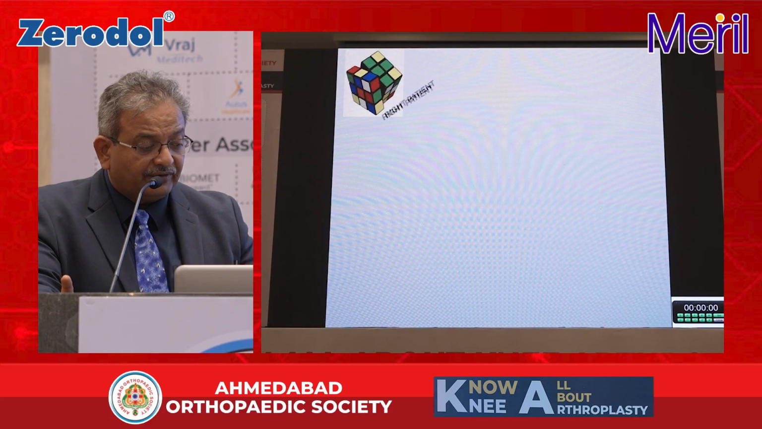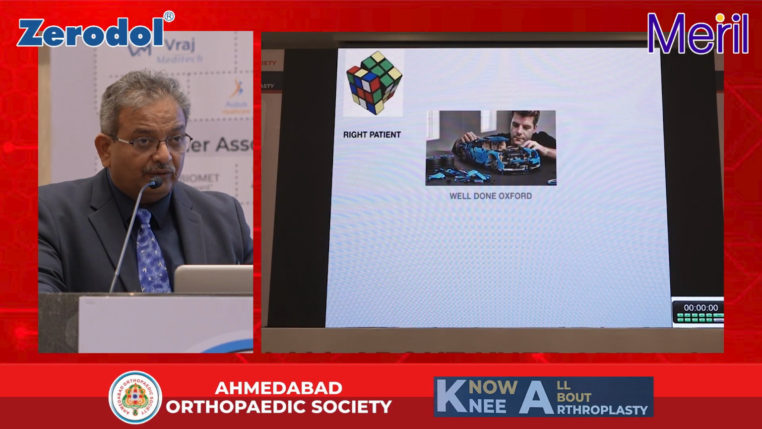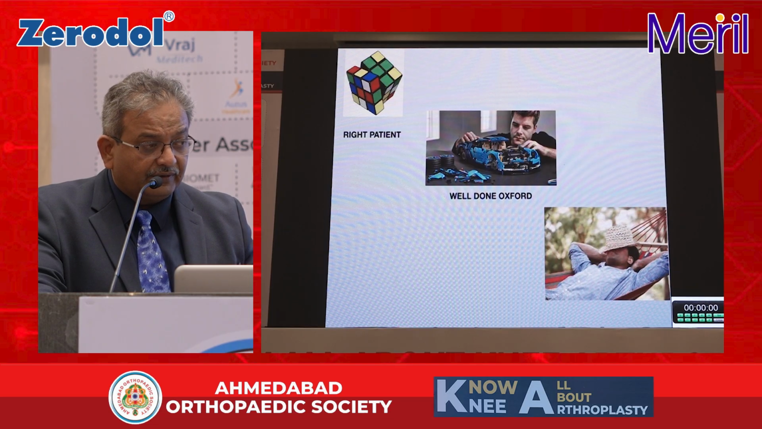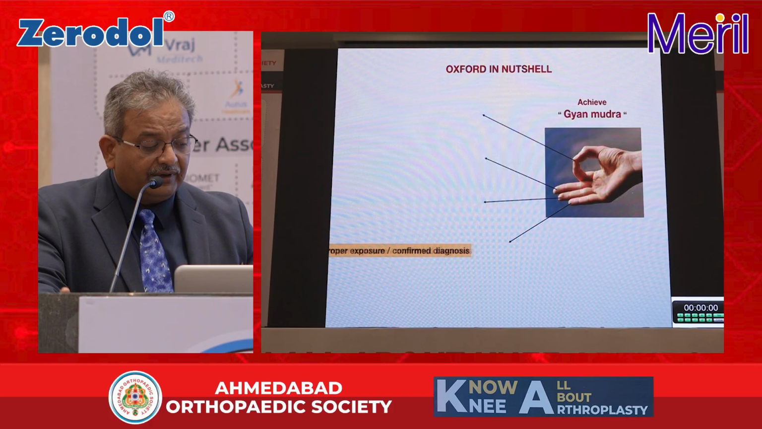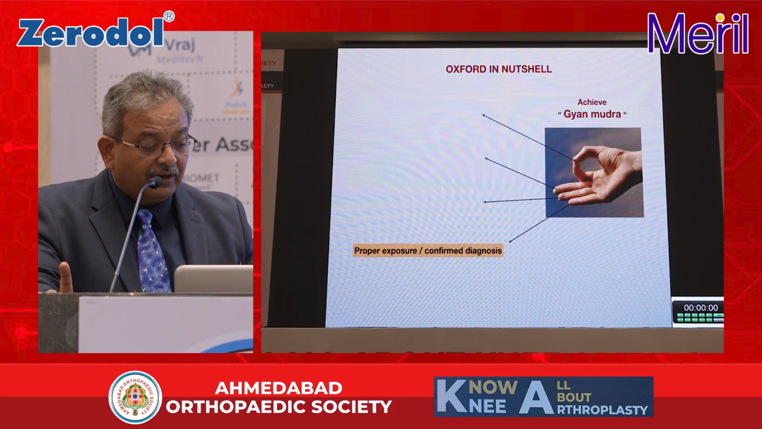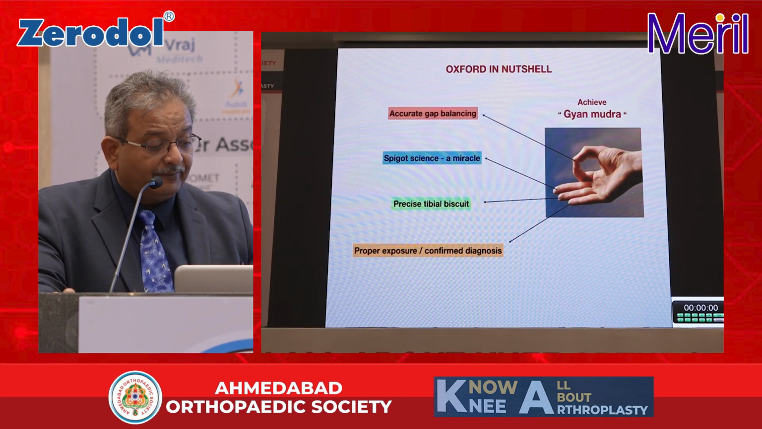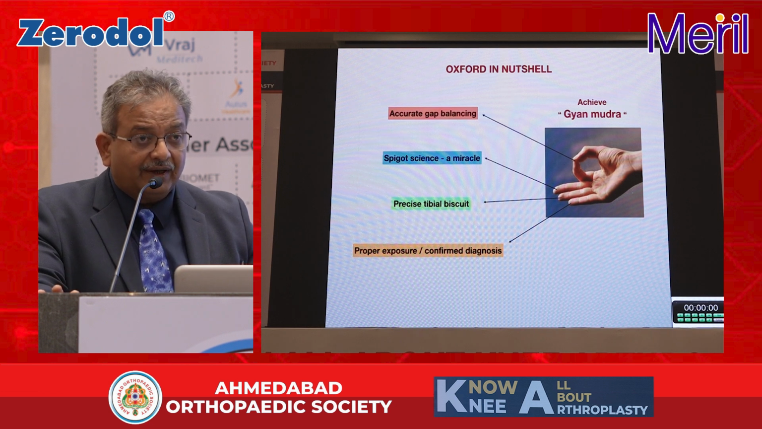Initially, selection of patients seems like a puzzle. It looks like a Lego when you do the surgery, but at the end, when you do the surgery right, you have fewer complications and more patient satisfaction. So in a nutshell, proper exposure, inadvertent release is not allowed. Confirm the diagnosis. Thinnest possible tibia. Spigot science is a miracle. And absolute gap balancing is a prerequisite without overstuffing the implant.